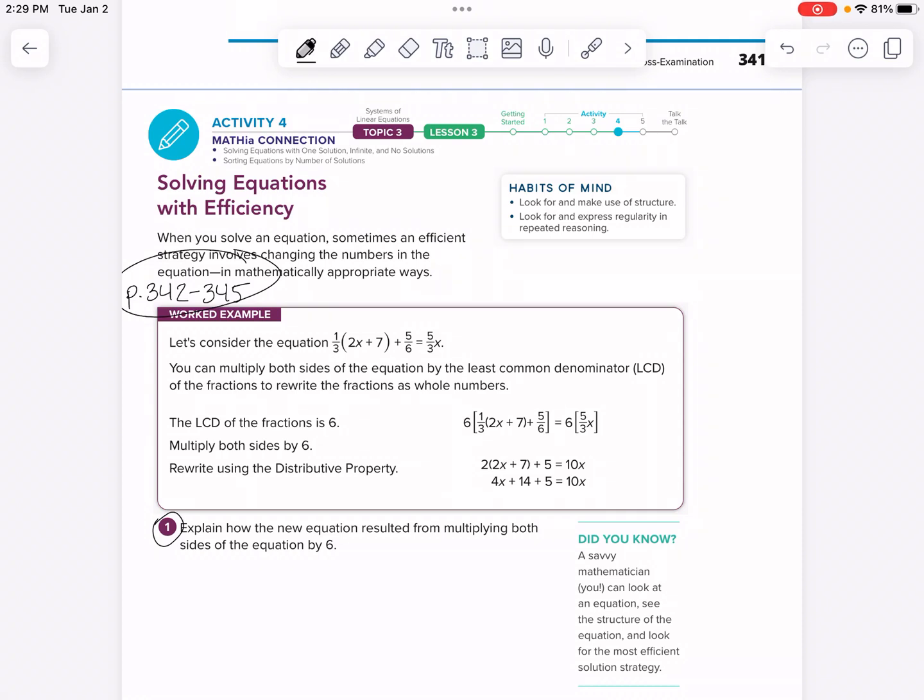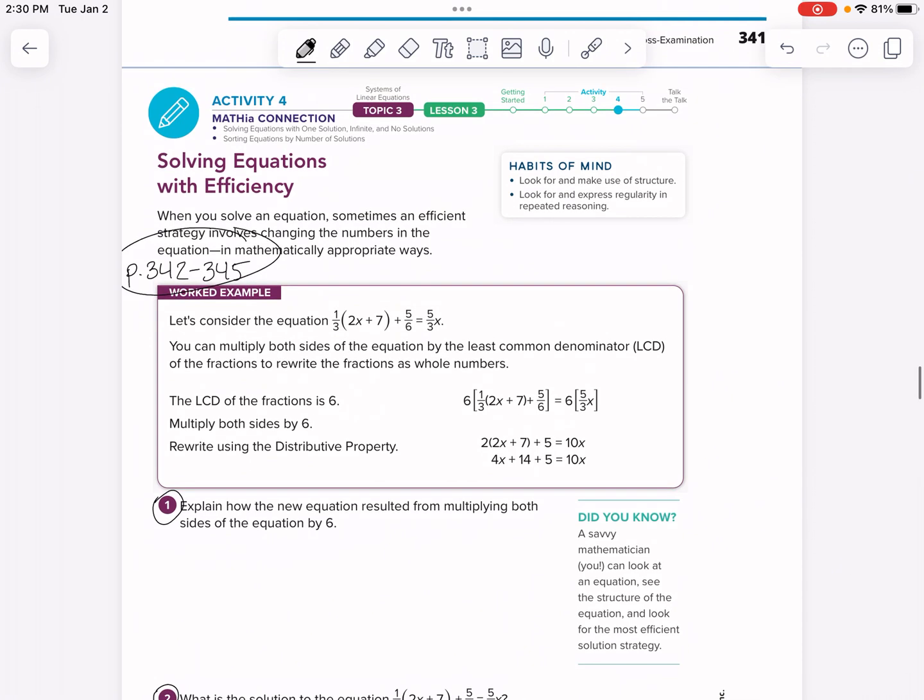All right, this video is on topic 3, lesson 3, activity 4 and 5. And then we'll get to the assignment at the end. So the title is solving equations with efficiency.